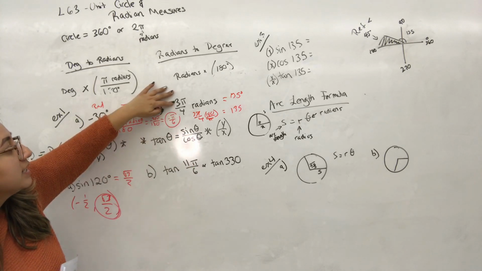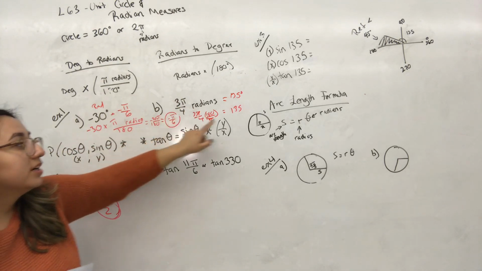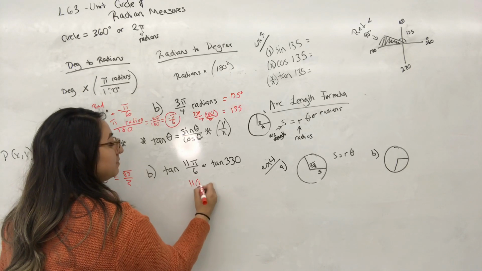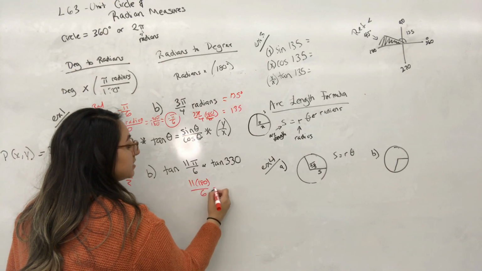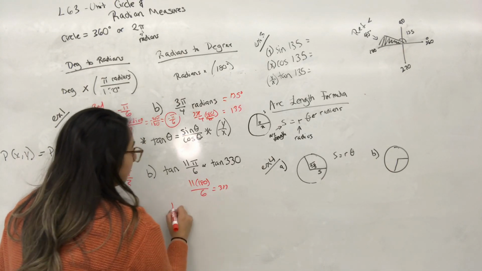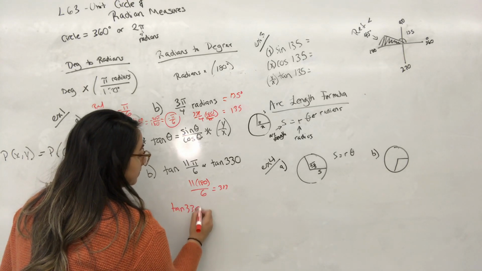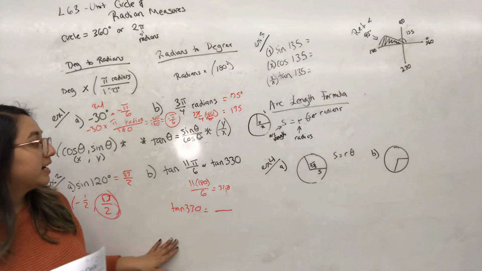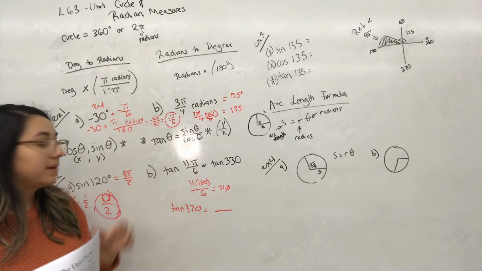So here, if you did 3 times 180 divided by 4, you end up with 135. If you do 11 times 180 divided by 6, you end up with 330. So then we have the tangent of 330, which is x divided by y. So tangent is sine divided by cosine.